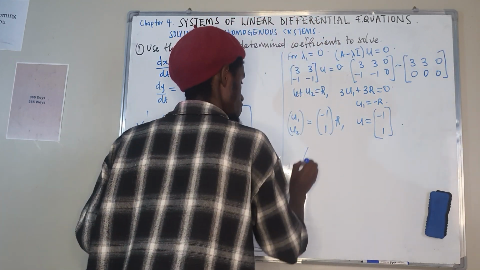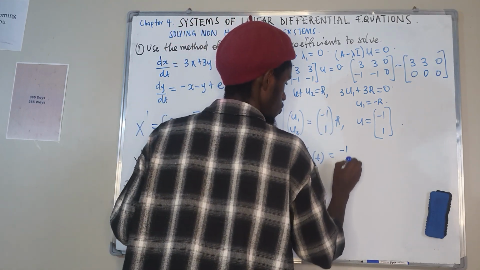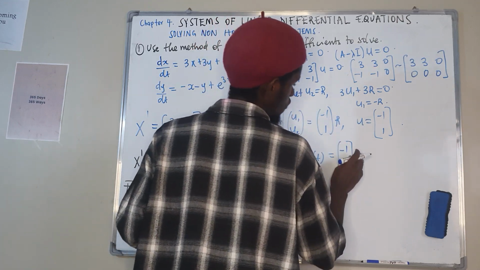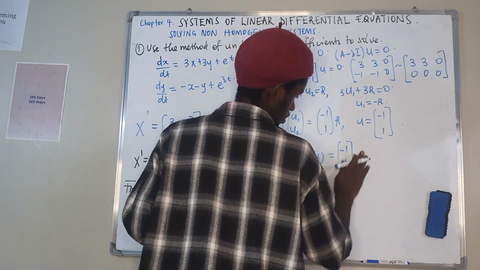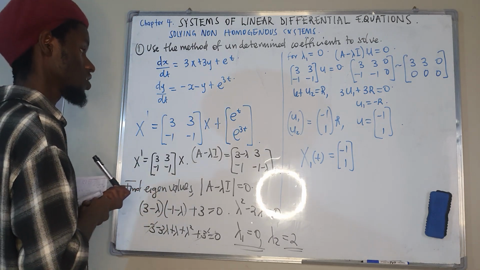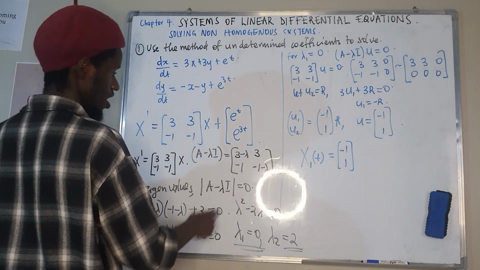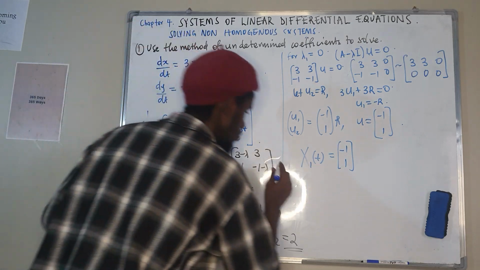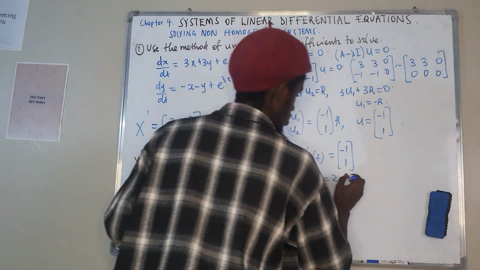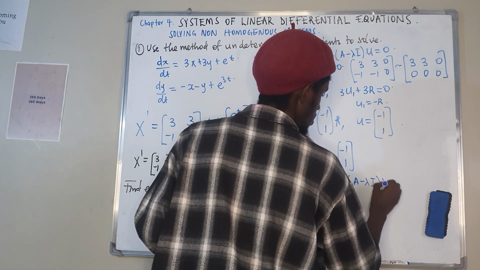Therefore, I'll be able to write my first solution, x1 of t, the same as having negative 1, 1, times e to the power lambda t, but my lambda is 0. There I have e to the power 0, which is 1. Now from there, I find the corresponding eigenvector when lambda is 2. So now when lambda is 2, A minus lambda I, then v equals to 0.